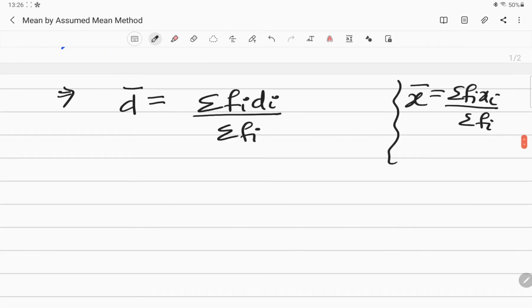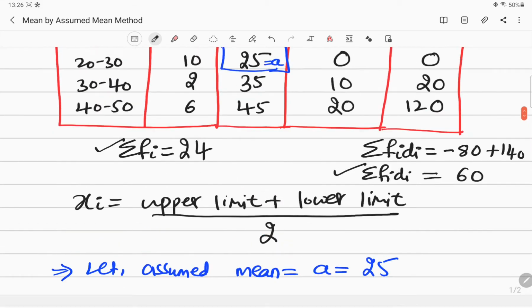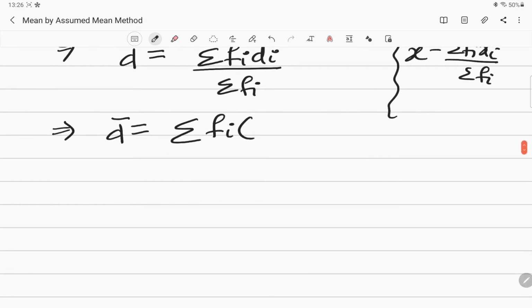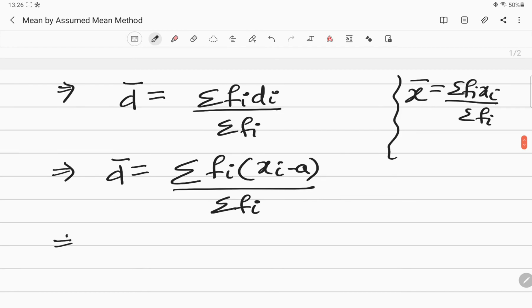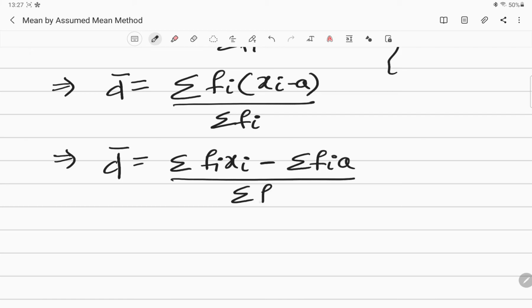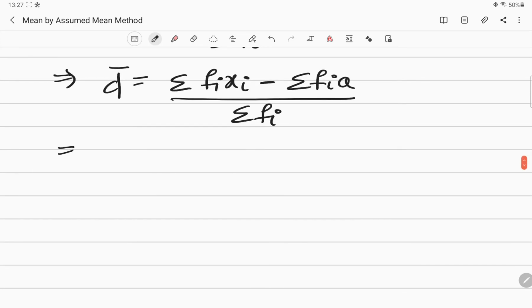You can rub this off also, no problem. Then afterwards, d bar is equal to sigma fi into di. Just have a look at this di. Di is equal to xi minus a, right? So I'm going to write it as xi minus a, then divided by sigma fi. All right, so moving forward, this becomes d bar is equal to sigma fi xi. I will separate this: sigma fi xi minus sigma fi into a, then all divided by sigma fi. All right, so then again I'm going to split this up.